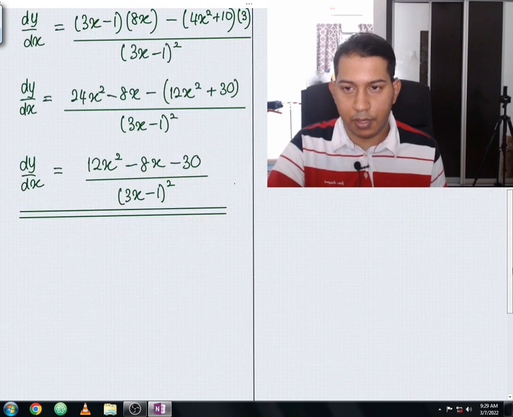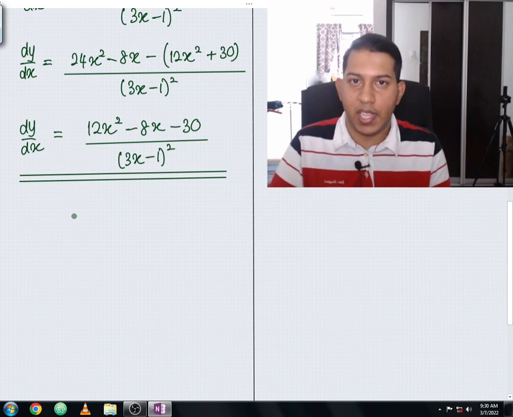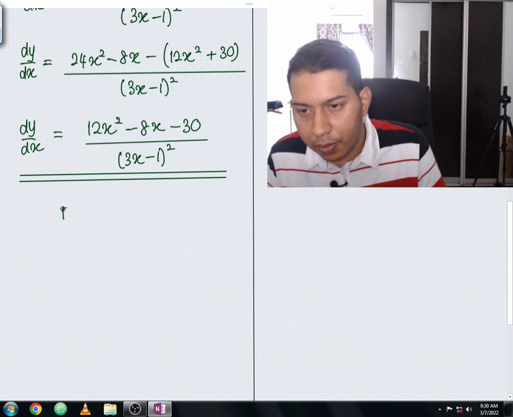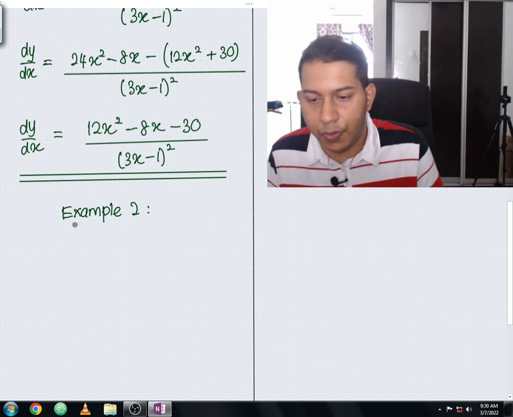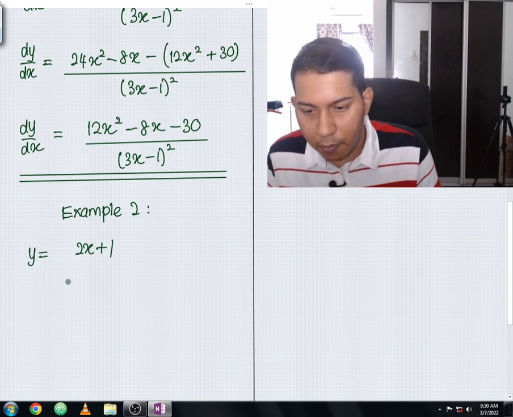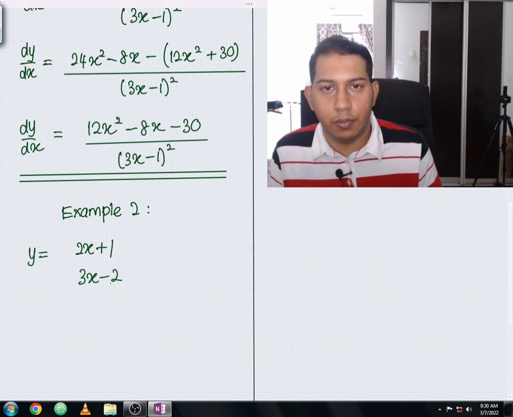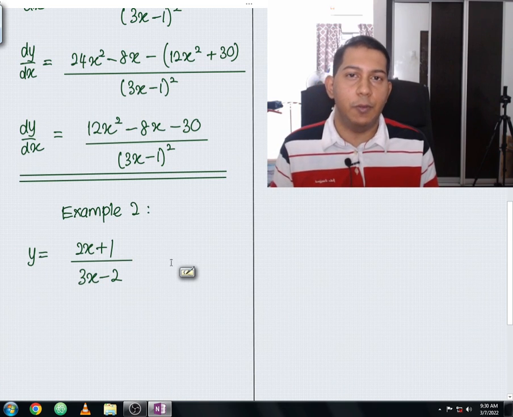So from here, let us proceed to the second example. Okay, more example means more exposure to you guys as a student, so it's better after all. So example 2. Given that y is equals to 2x plus 1, and then divide with 3x minus 2. Let's say the question asks you to find the dy over dx.